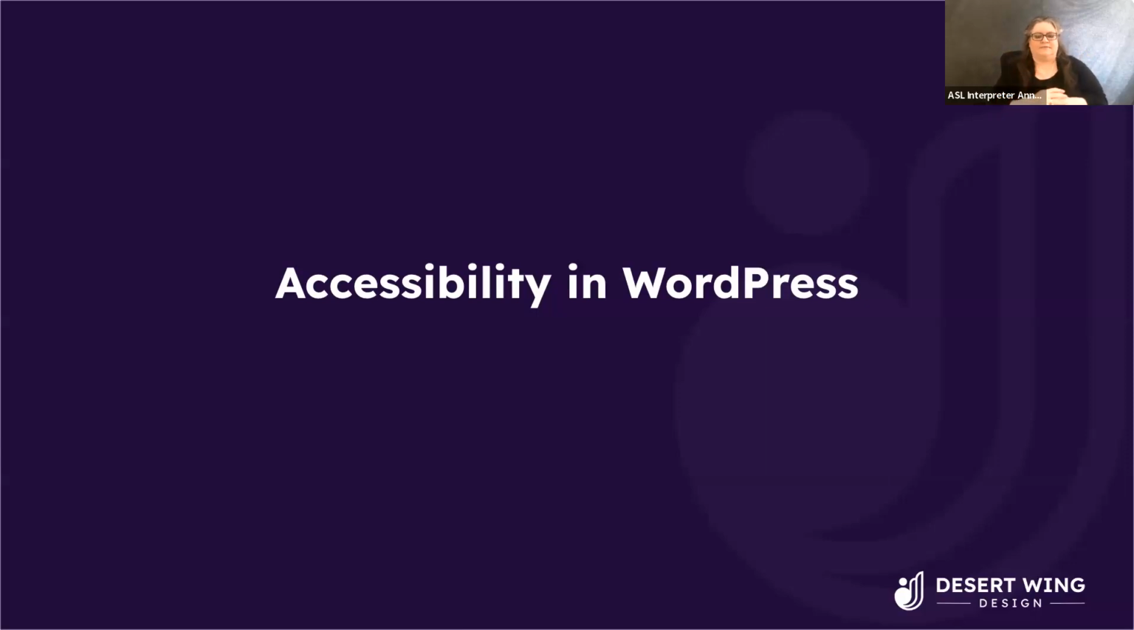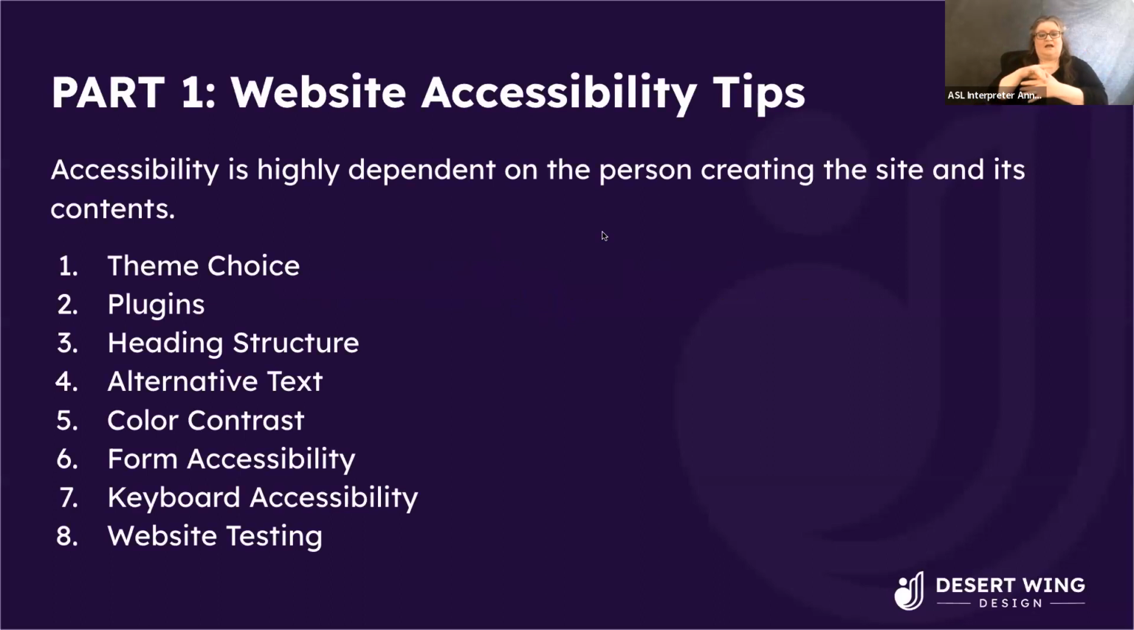And the question now is, how can we make sure that our WordPress websites are accessible? So to put it simply, WordPress accessibility is affected by three main factors, the theme, the plugins, and the content. And these three all boil down to one common factor, which is the person creating the site and its contents. Now let's get down to these tips and find out how we can improve the accessibility of our WordPress websites.